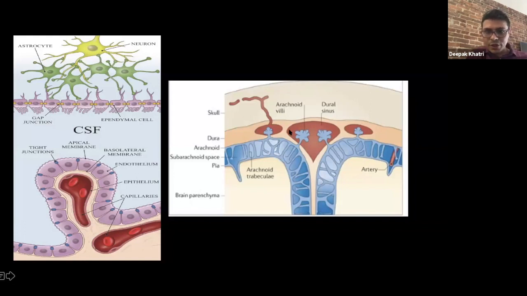And the picture on your right side shows how it is absorbed in the body through the arachnoid villi, which are closer to the dural sinuses. So that's another layer, the first layer, which is covering the brain.